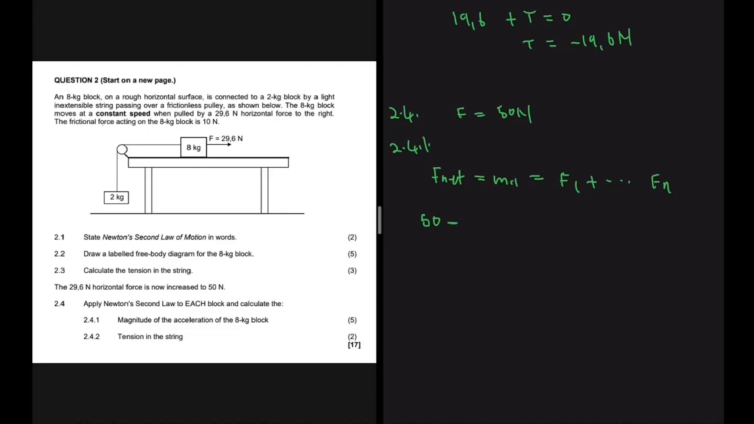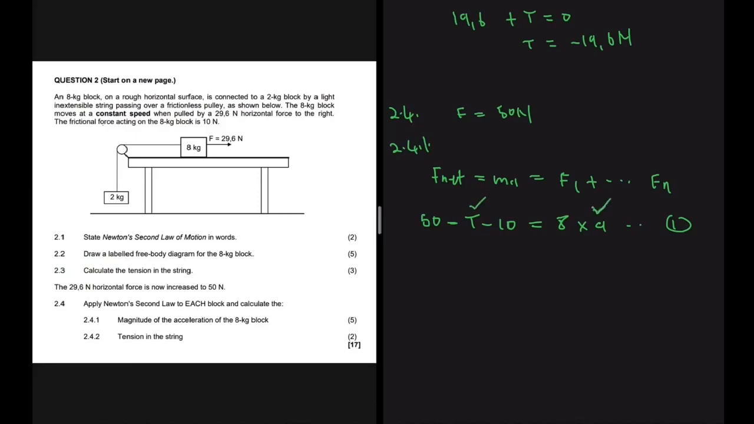So we have minus T, and then we have the frictional force, which is said to be 10 Newton, right? So that is minus 10, and then equals 8 multiplied by acceleration, right? And then this will be our equation 1, because now we have 2 variables, right?